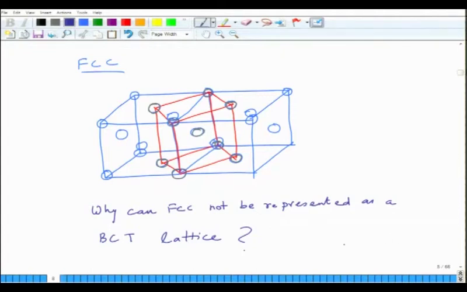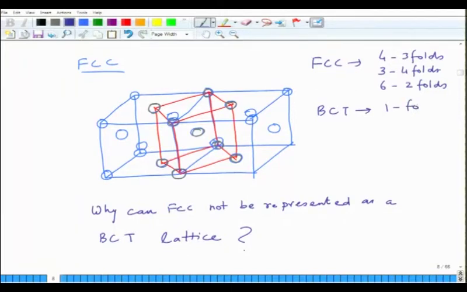So, you can see, now you need to see the symmetry. FCC has 4 three-folds, it has 4-folds, so 3 four-folds, and it has 6 faces, so 3 four-folds, and it has 6 two-folds. In case of tetragonal, you have 1 four-fold and 2 two-fold. So, although BCT has a smaller size than FCC unit cell, the symmetry of FCC is higher.